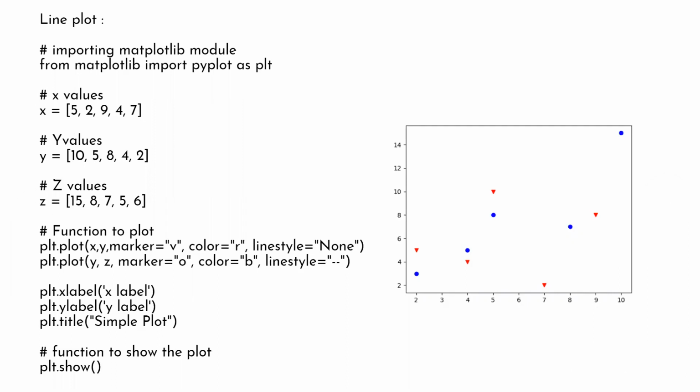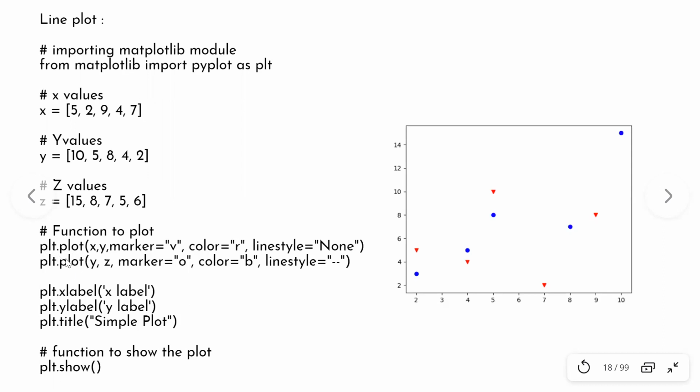So I have three data sets with me. Okay, data set 1, data set 2, data set 3. Data set 1 is x, data set 2 is y, data set 3 is z. Okay, so now I can plot two data sets in the same area. Okay, very simple. You have to simply give this command twice. Okay, so plt.plot will be used twice.